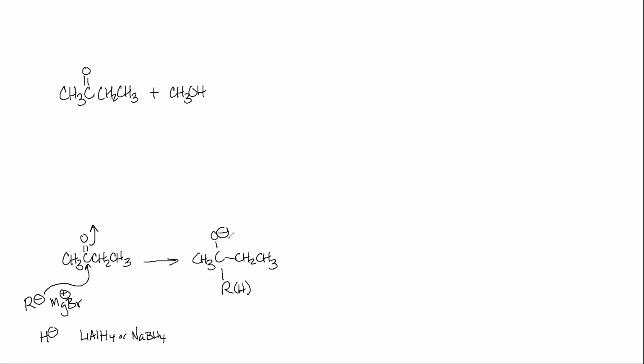And then the O- would try and bring its pair of electrons back down to reform the double bond, but in this case, with either 3 alkyl groups or 2 alkyl groups and an H, there's nothing that'll leave, so it just kind of hangs out until it gets protonated by H+, and then forms the final product.